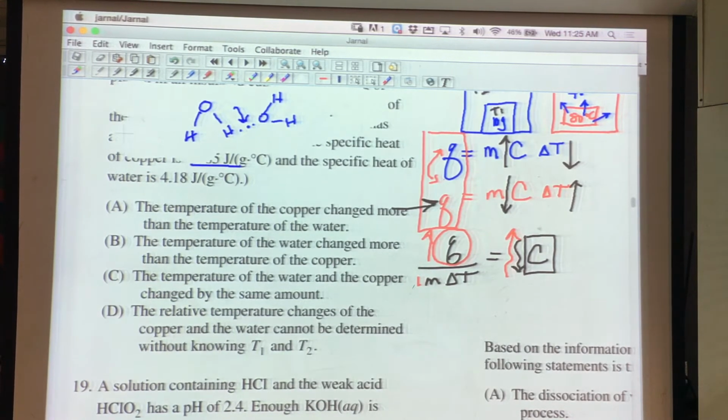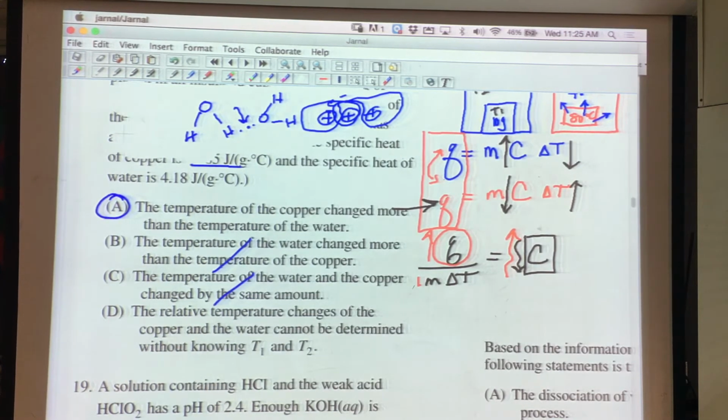Whereas in copper, you've got a sea of mobile electrons that are just free for having a party. Whippy! Go anywhere I want, so they can certainly move around. So in any case, what's the answer? The temperature of the copper changed more than the temperature of the water? Yes. Okay, the temperature of the water? No. Temperature of water and copper changed the same amount?